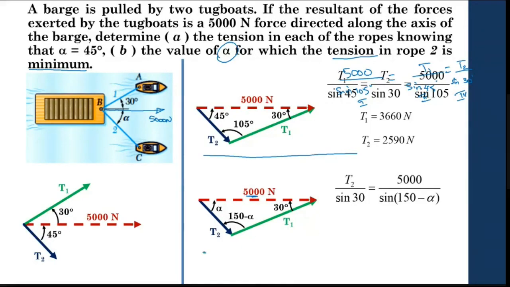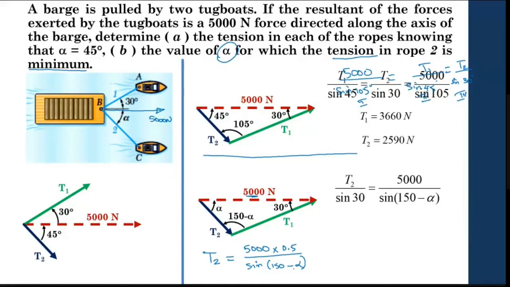Now I write it like this, right? I will get T2 is equal to 5000 into sine 30. What is sine 30? It is 0.5, right? I will write it directly. So sine 30 is 1 by 2. So divided by sine 150 minus alpha, right? So the value of T2 should be minimum. When this value will be minimum, right? Okay. Let me say in some other way.